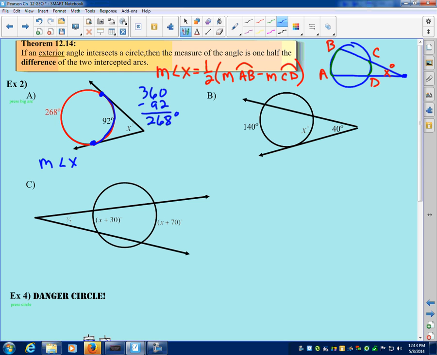Measure of angle x is equal to 1/2 measure of the big arc. So the big arc is the 268 minus the measure of the little arc, 92. What's 268 minus 92? 176. Okay, so 1/2 of 176. Half of 176 is 88 degrees. That tells me x right here is 88.